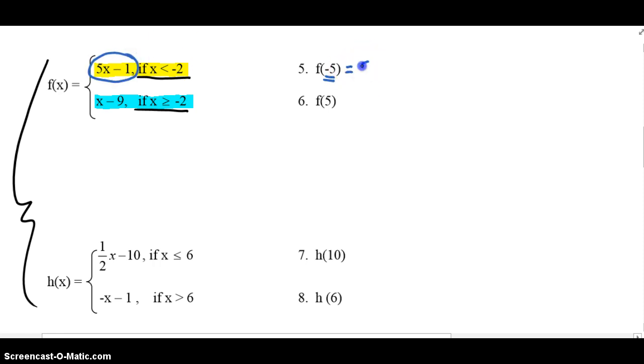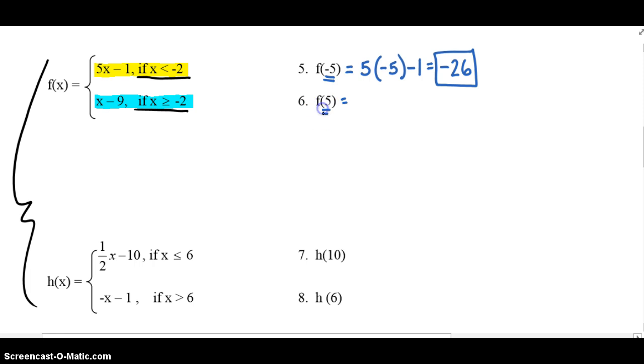So to evaluate it, I would plug it into just that equation. 5 times negative 5 minus 1. We could type that in our calculator or do it by hand. 5 times negative 5 is negative 25, minus 1 is negative 26. And there's our answer. Notice how I'm not plugging it into both of them. I gotta pick which one I plug it into. You should always only plug it into one.